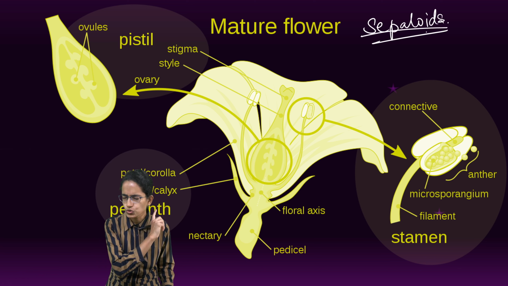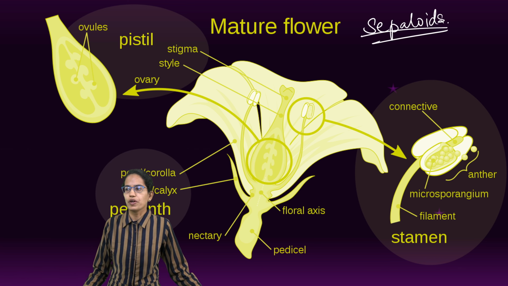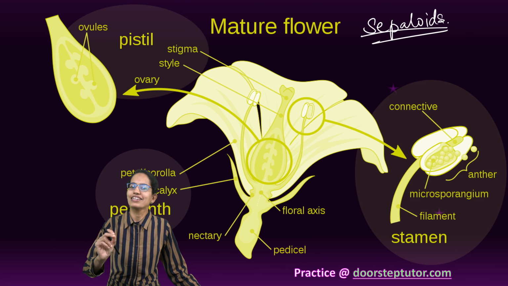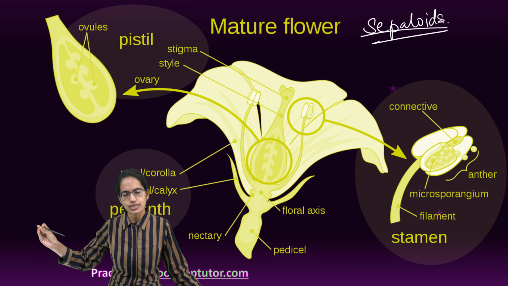The terms are extremely important, don't get confused. Sepaloid is when petals are green in color. So petals of the color of sepals, and therefore they are called sepaloids.